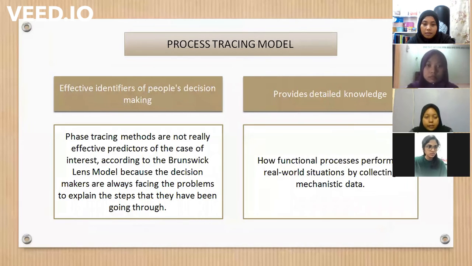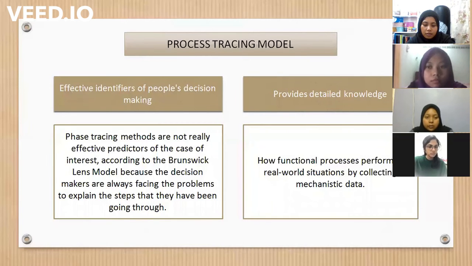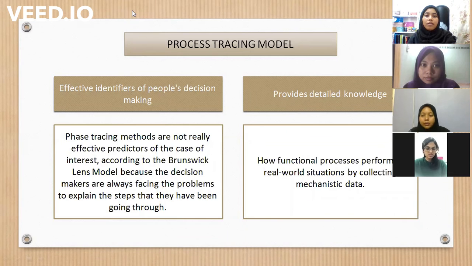Next, as effective identifiers of people's decision making, the process tracing methods are not really effective predictors of the case of interest according to the Brunswik lens model, because the decision makers always face problems explaining the steps that they have been going through. Next is to provide detailed knowledge. This detailed knowledge is about how functional processes perform in real-world situations by collecting mechanistic data.